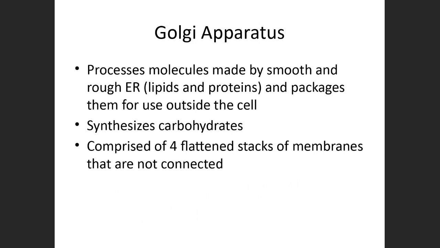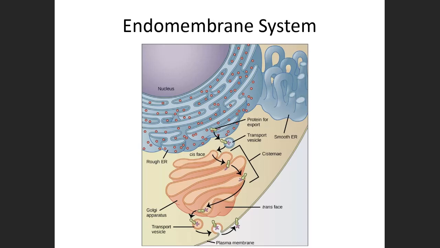This is basically sometimes thought of, if you remember your 9th grade bio, they say this is like the UPS center, right? So they're going to package stuff up. Same with the lipids. If the smooth ER made the lipids, send it off to the Golgi apparatus and it's going to package it up and send it out. They can also make carbohydrates, okay, so it can help build some things. And this is made of 4 sacs, so we'll see here.